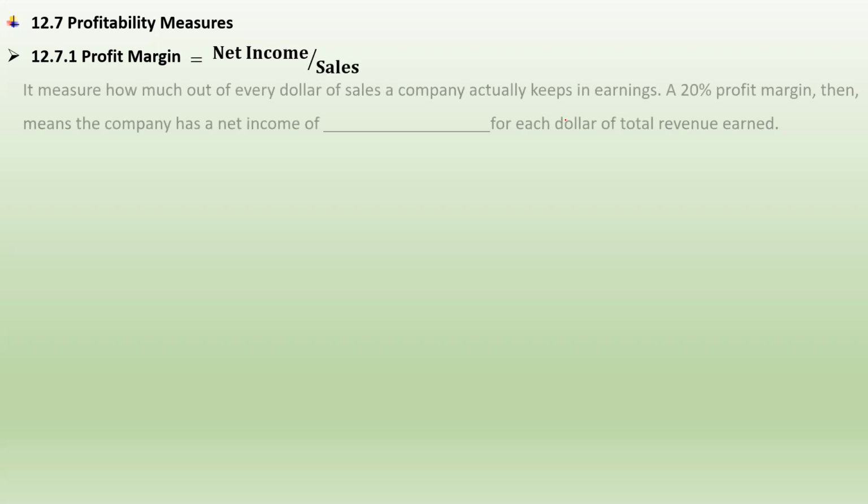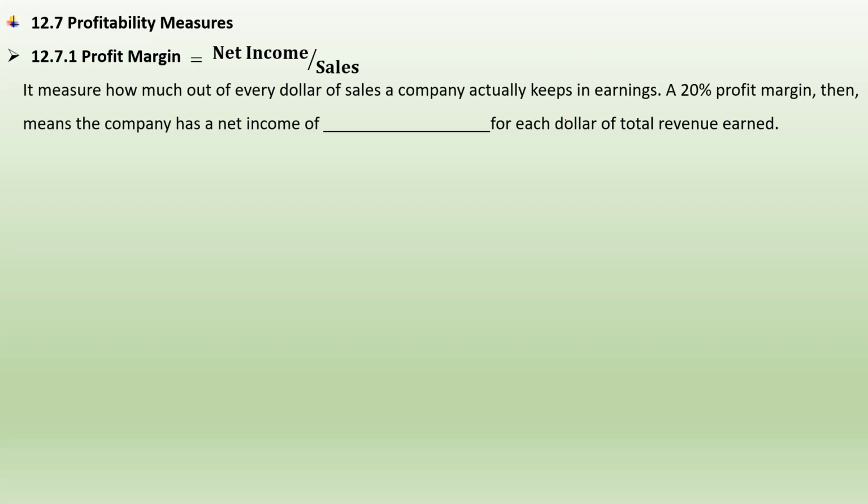Hello everyone. In this video, I will talk about the profitability measures. I will introduce a technique called DuPont analysis, and then I will introduce market measures. So, market ratios. First, the profitability measure is called profit margin, which equals net income divided by sales.